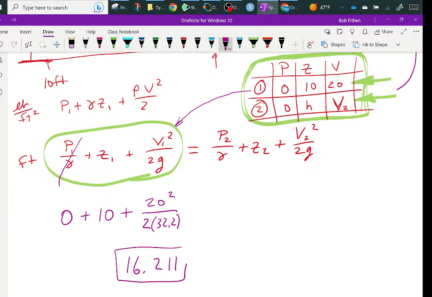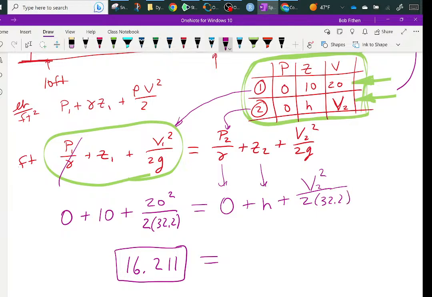That's good enough. That's as many digits as I want. And now I can take this row and put it in here. So immediately this is the case. The second one being H, and the third one being just V2 squared over 2 times 32.2. So I'm sitting there and I'm like, okay, now I've got on my right, I've got H plus V2 squared over 2 times 32, so what is that? 64.4.